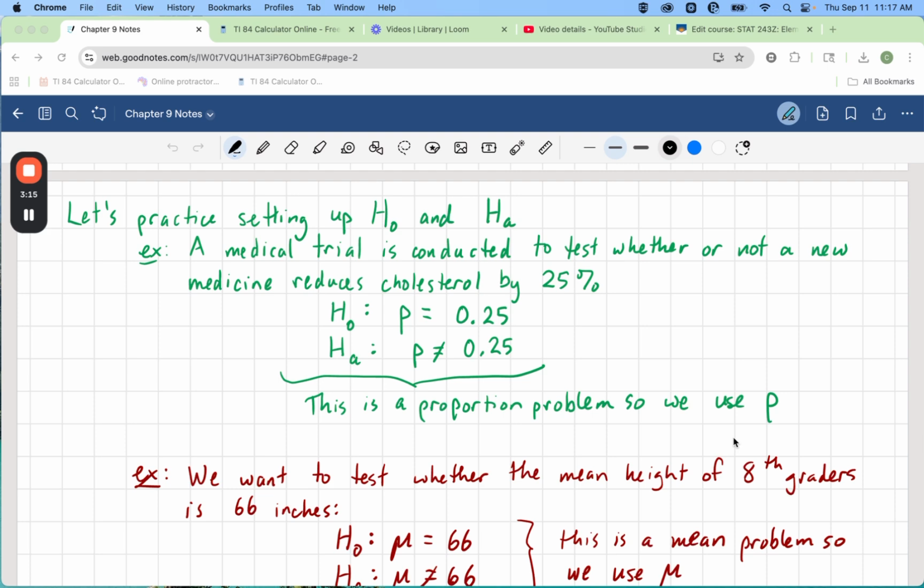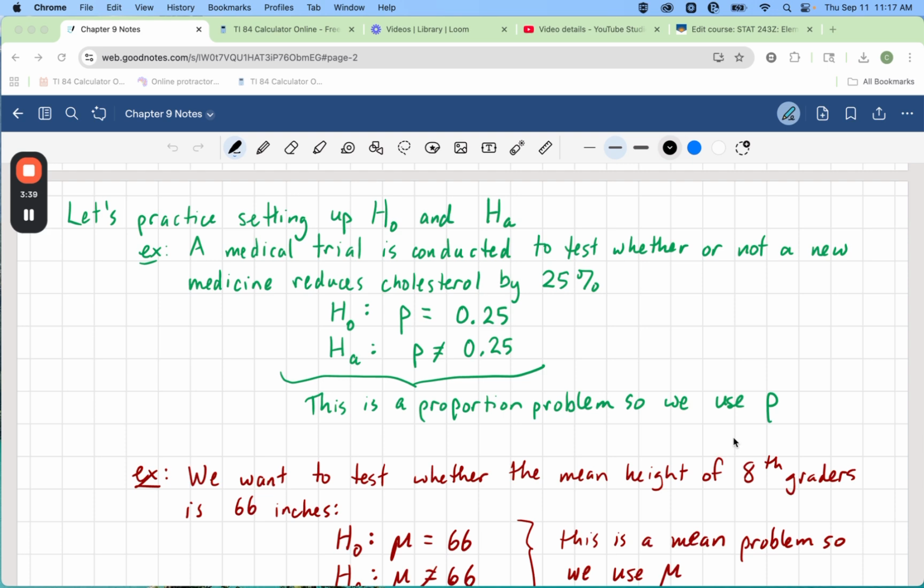So say we take a sample of 200 people and we found that the mean is like 48% it reduced their cholesterol by. Chances are we're going to reject the null hypothesis in that case and assume that the alternative is true, because that would be an outlandish result given a 25% null hypothesis.